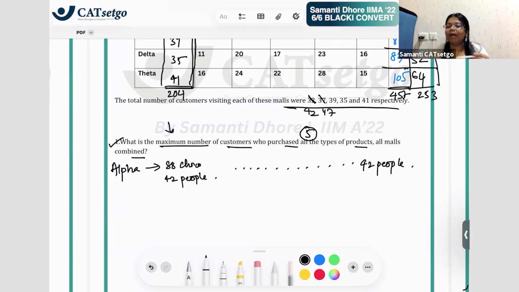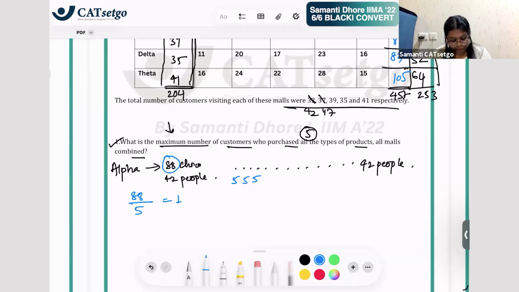So now if you have to maximize the number of people with 5 products, you're going to be like, okay, let me say the first person also bought 5 products, second person also bought 5 products, third person also bought 5 products. All people bought 5 products. How many such people are possible? I have 88 only, no? 88 chocolates to give. 88 divided by 5. Yes or no? It will be 88 divided by 5. What's the answer?